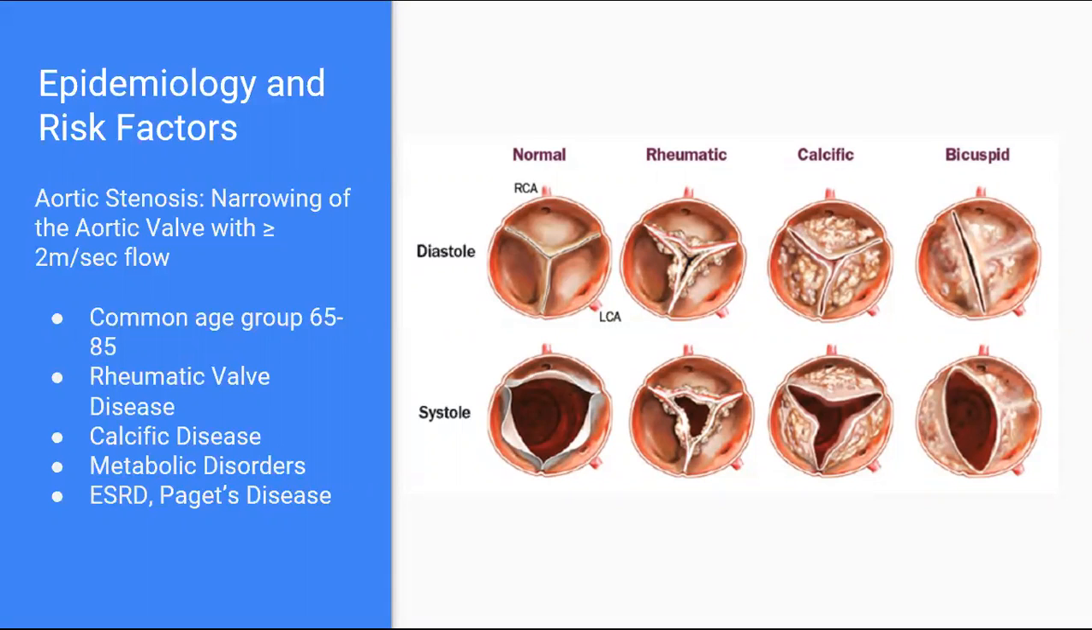There are certain risk factors associated with it, such as rheumatic valve disease. In fact, that's one of the most common causes worldwide, whereas calcific disease is the most common cause for aortic stenosis in North America and Europe. There are also metabolic disorders associated with this, such as SLE, alkaptonuria, Fabry disease. If you have disorders that affect calcium metabolism, such as renal disease or Paget's disease, will also increase your risk of aortic stenosis.